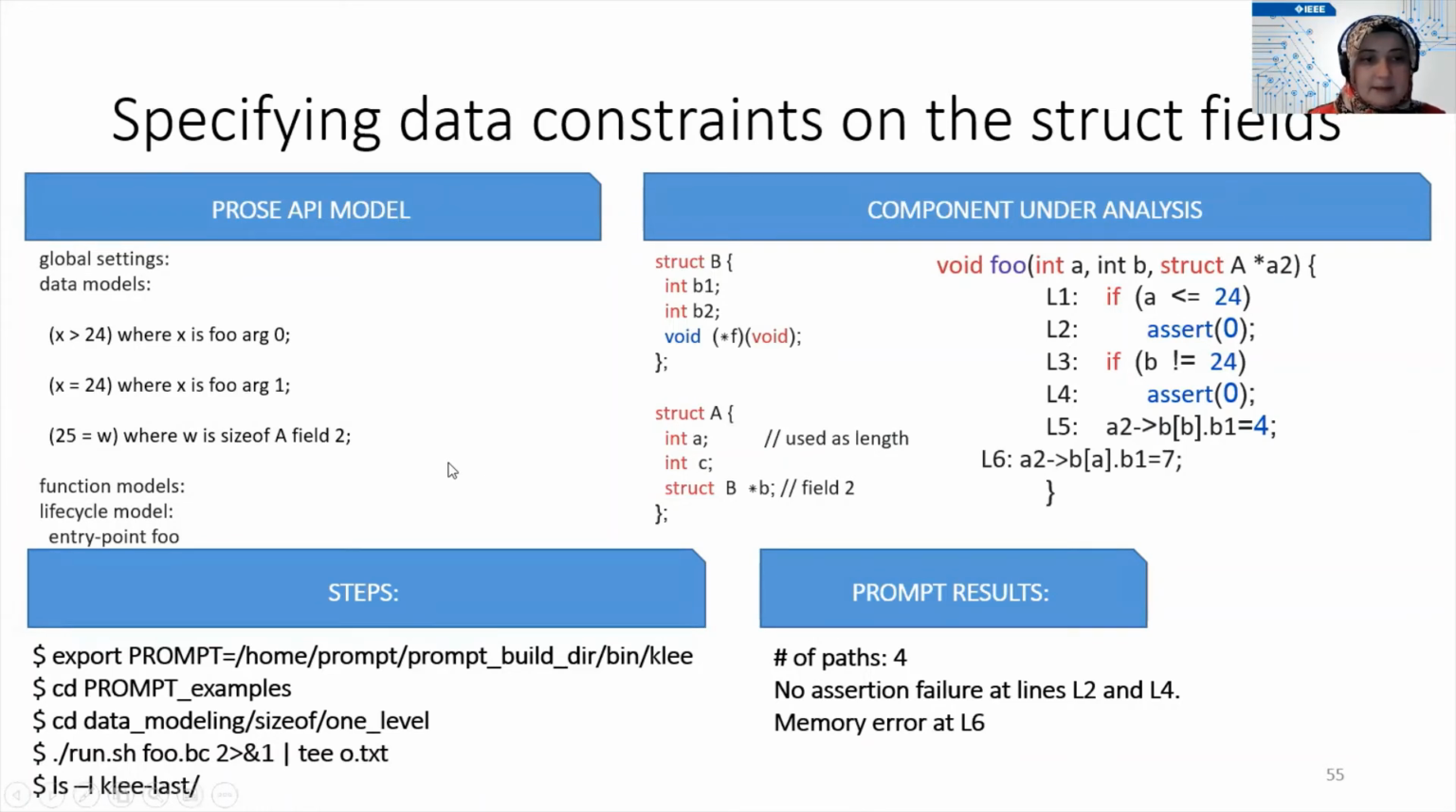We can specify size constraints also on the array fields of structs. For instance, here we have a pointer field of type E inside struct A.